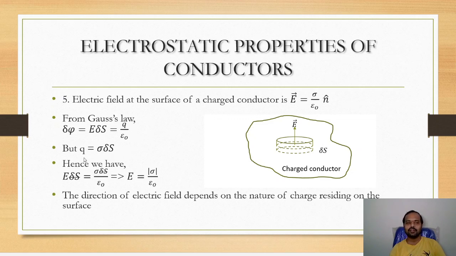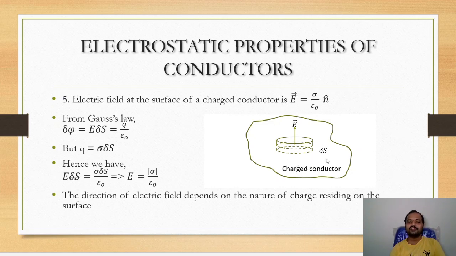Now substituting for Q in the above equation, we get E delta S equal to sigma delta S by epsilon naught. We can see that delta S cancels out on either side and we get E is equal to modulus of sigma by epsilon naught. Now remember one thing, if the charges are positive, then sigma will be positive and E bar as well will be positive, and if sigma is negative, obviously E bar also will be negative, indicating that the electric field is normally into the surface and not out of the surface.